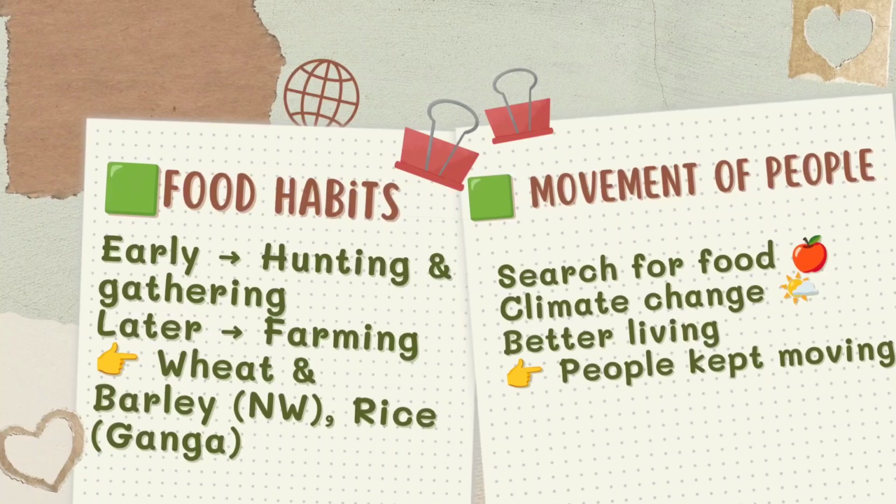Now, what did people eat? In the beginning, people were hunters and gatherers. They collected fruits and hunted animals. Later, they started farming. For example, in the northwest, wheat and barley, in the Ganga region, rice.